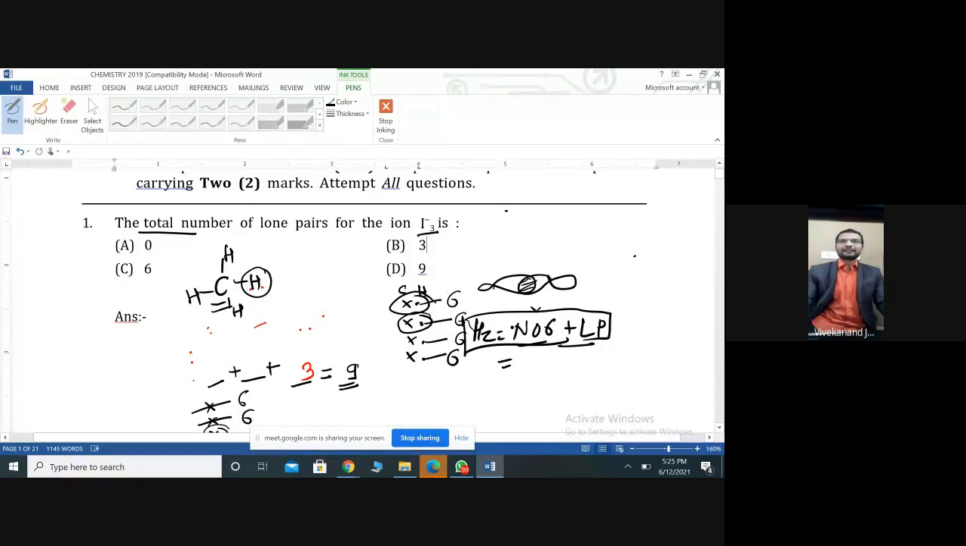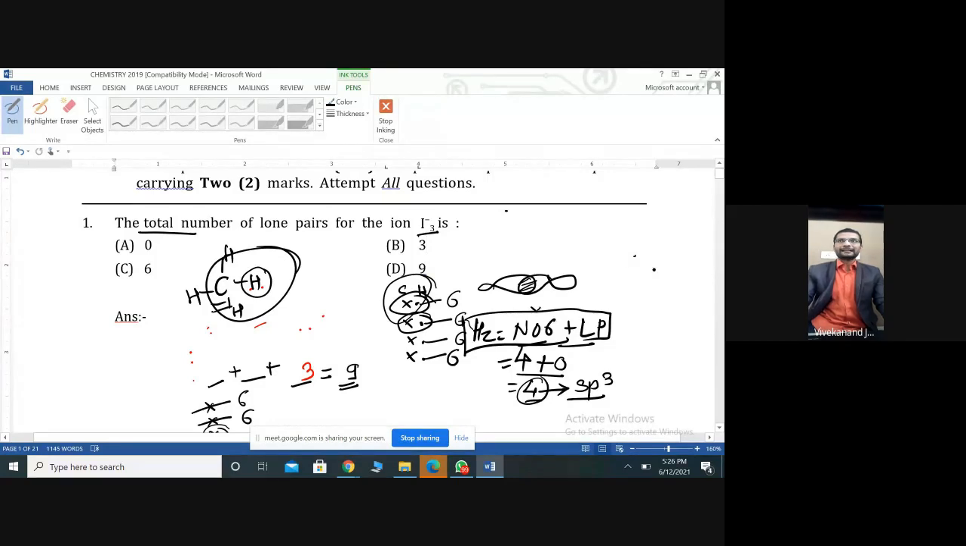Check this: how many sigma bonds are present in the CH4 molecule? Four sigma bonds. How many lone pairs are there? Zero. Four sigma bonds and zero lone pairs, so the total count is 4. If the total count is 4, then the hybridization is sp3.